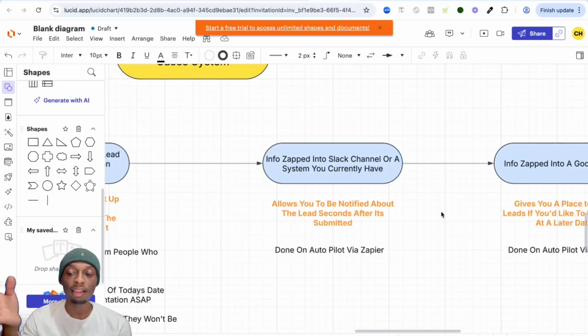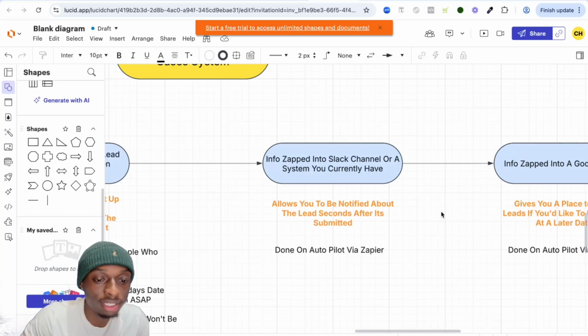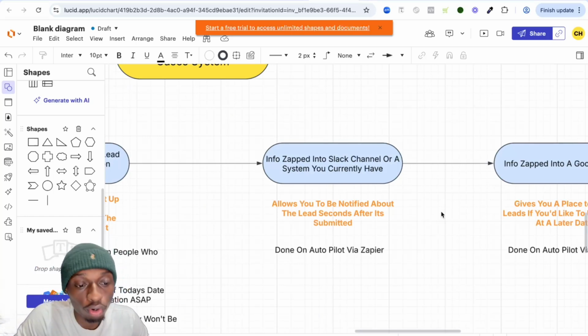Slack allows anybody with a computer, phone, whatever the case may be, as soon as the message comes in from the Facebook ad, if you set up that automation correctly in Zapier, it'll go straight to someone's phone and they'll be called. You have the option to call them as soon as possible, and it allows you to be notified about the lead seconds after it's submitted, done on autopilot via Zapier.